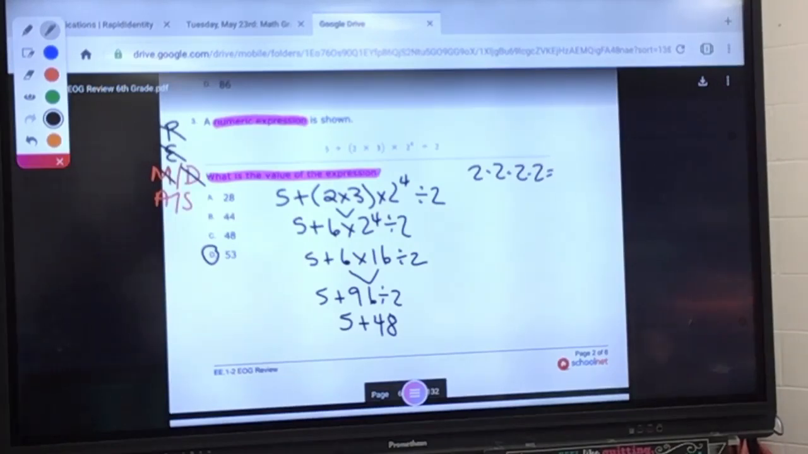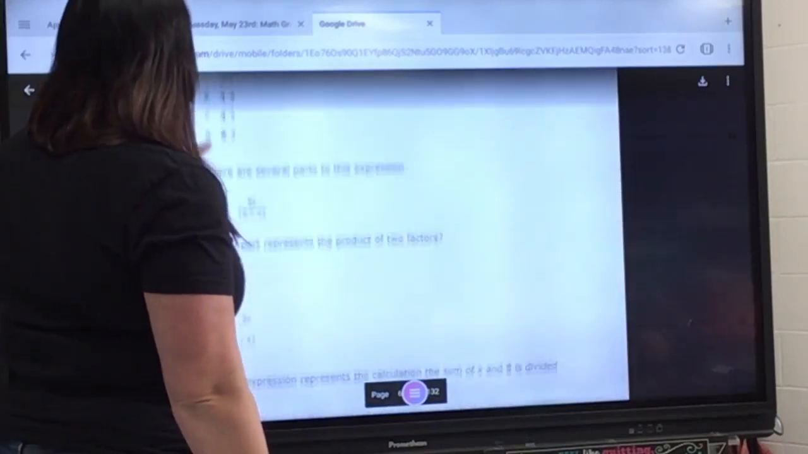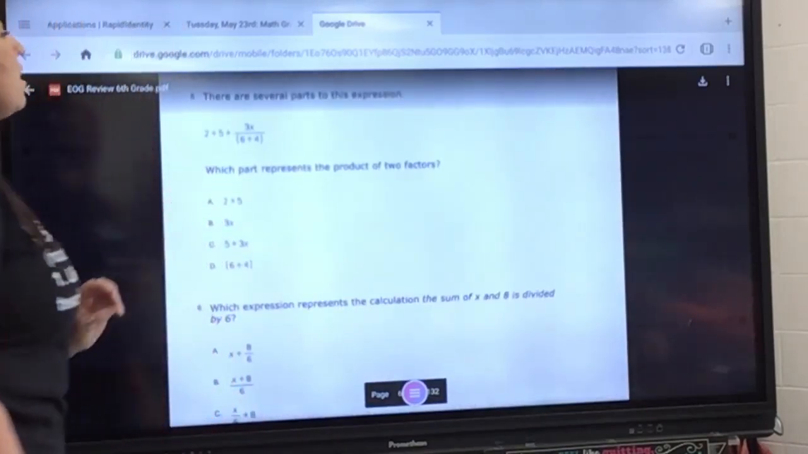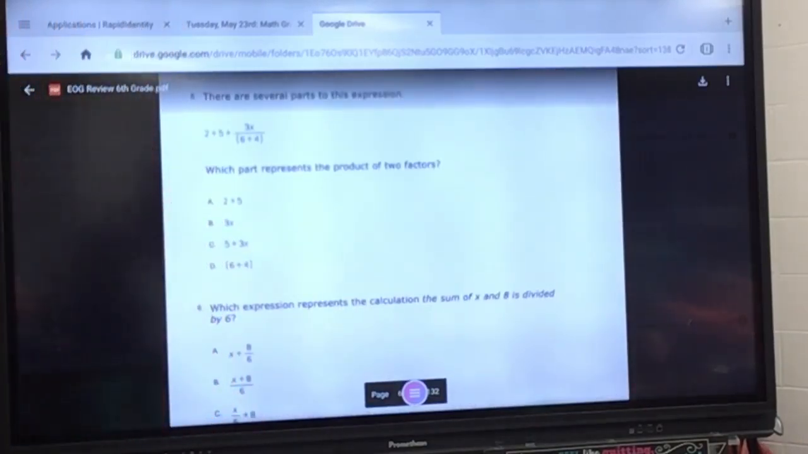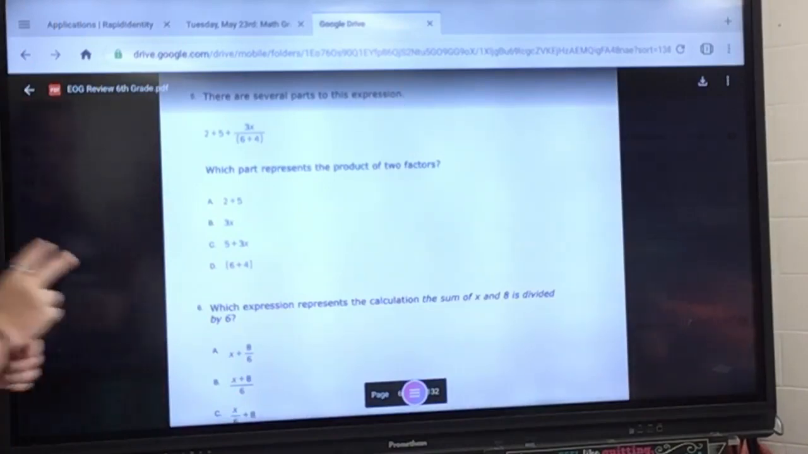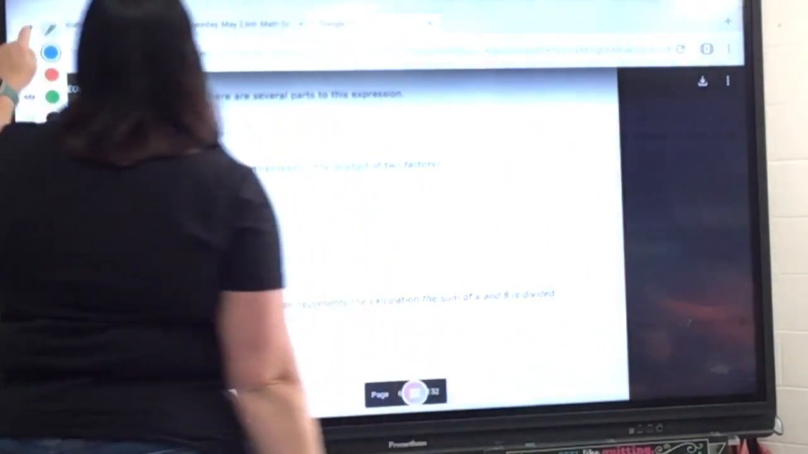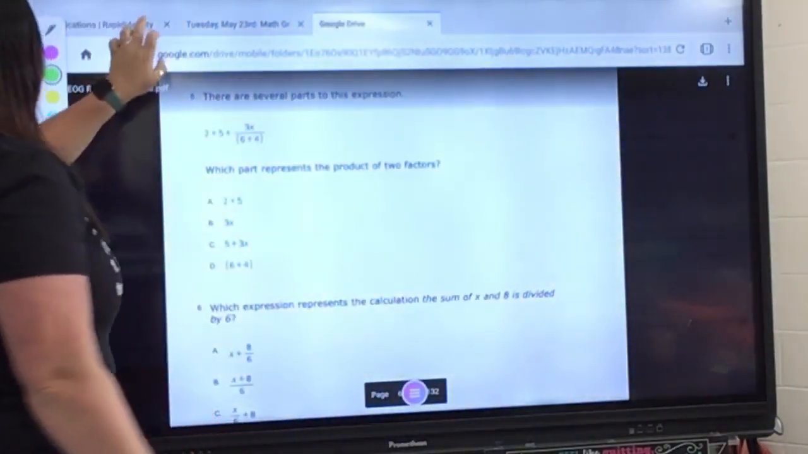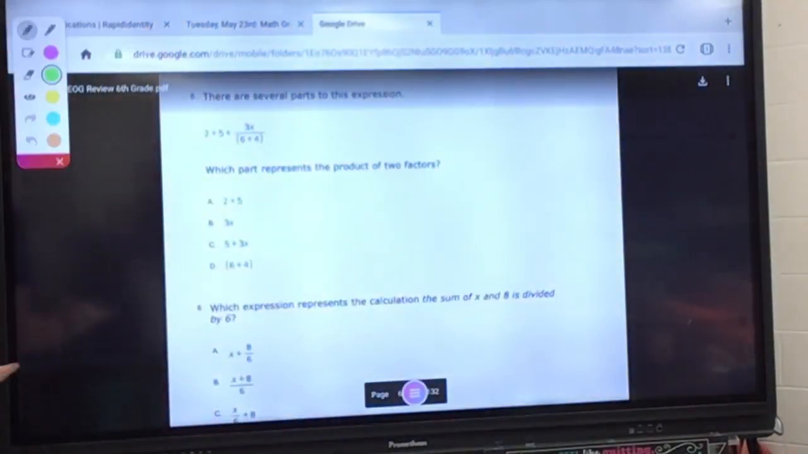All right, go to number 5. Number 5. All right, so it says there are several parts to this expression. Which part represents the product of 2 factors? All right, so what is important in our question?